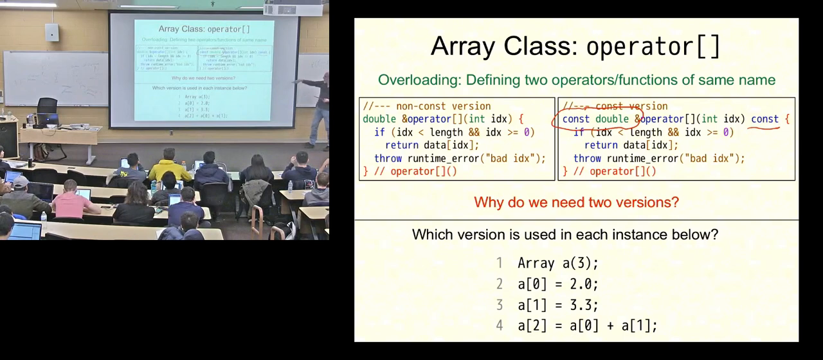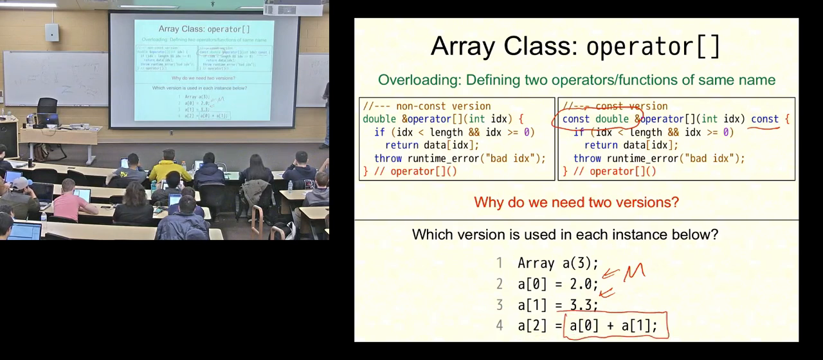Now the reason we need two versions: the code down here, lines 2 and 3, have to include the modifiable version. I've got to change what's in the array. But in line 4, which version gets used? When I look at these values here, which version would you think would get used? The const version, right? And when I want to change it, that's got to use the modifiable version.